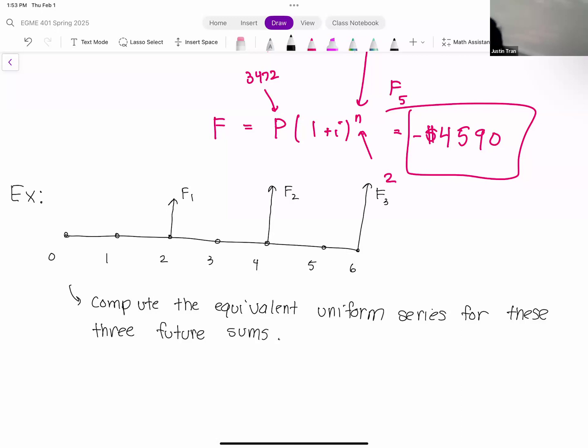Okay. And I guess I should add too that this uniform series will be across all 6 years. And so we want to compute an equivalent uniform series where n is equal to 6.